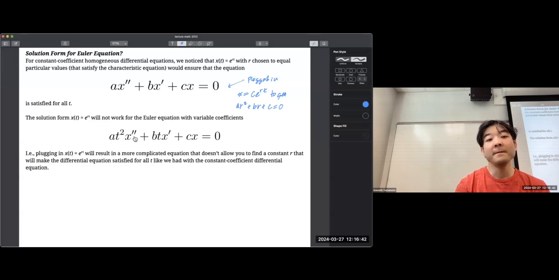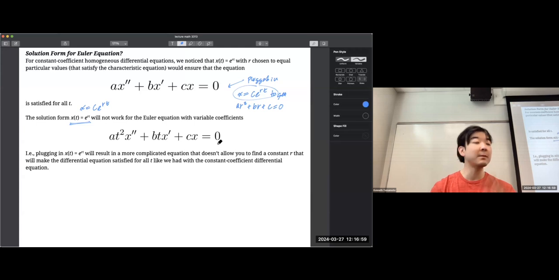So it turns out that this solution form, x equals c e to the r t, will not work for this one. You can't just plug this in and hope to get some other version of a characteristic equation that will work.